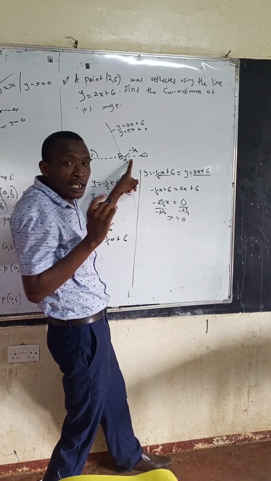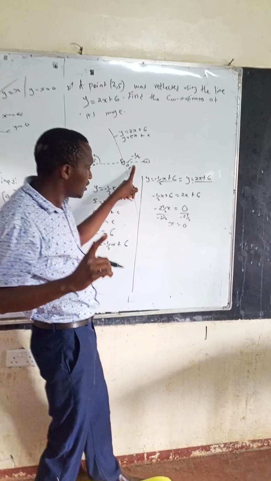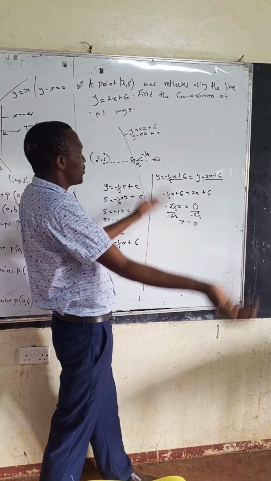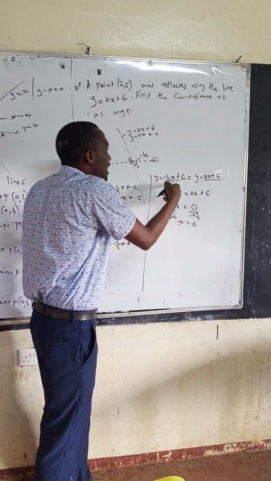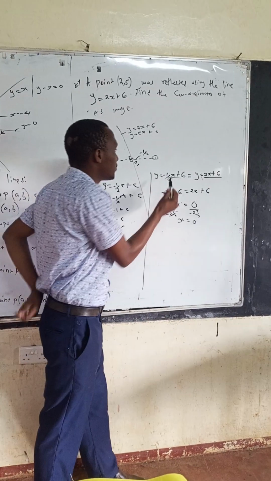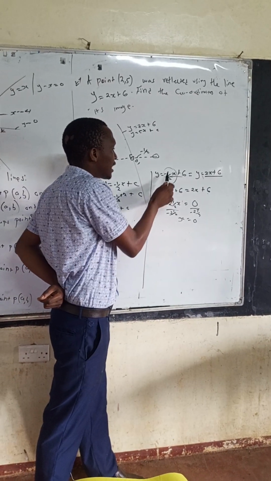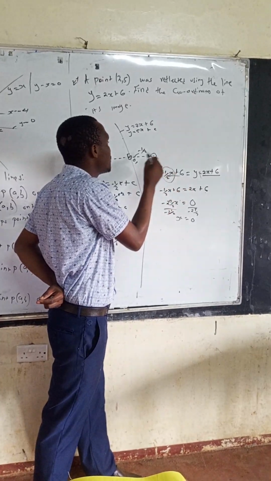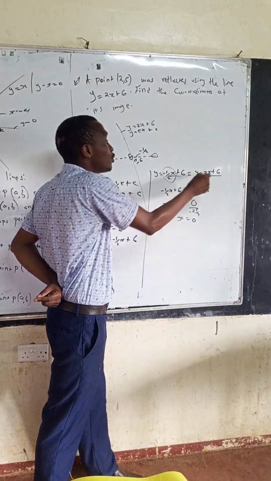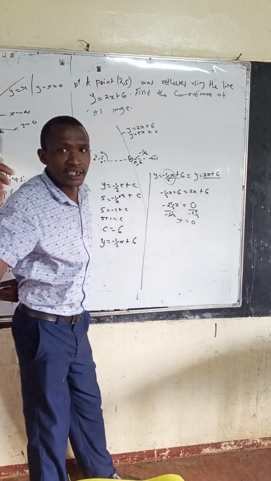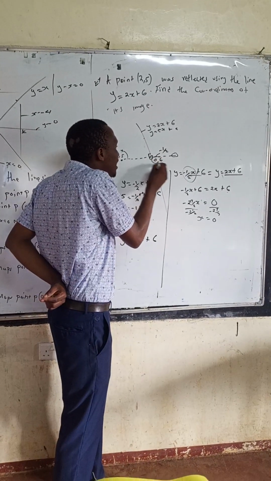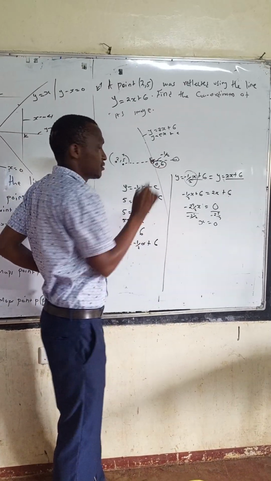But the y coordinate is what we want to find. If I know x is 0, then y will be what? You replace in either of the two equations. If I replace 0 here, negative half times 0 is 0, plus 6, so the y coordinate will be 6. Even when you replace here, the y coordinate is 6. So the coordinate here is (0, 6), point P.